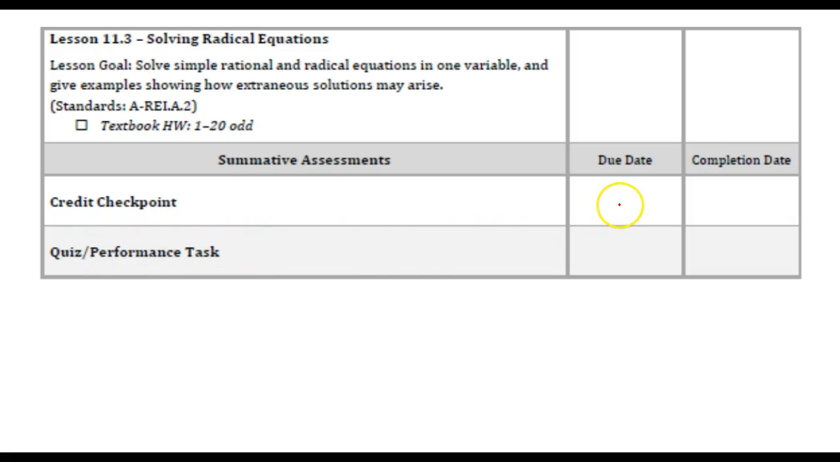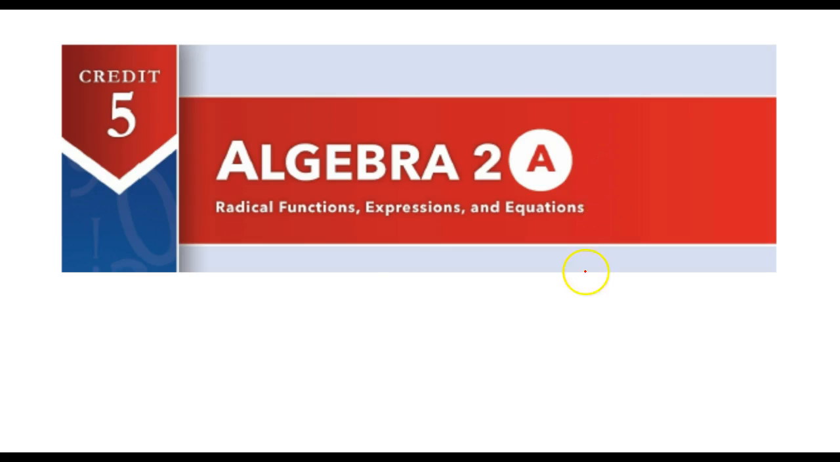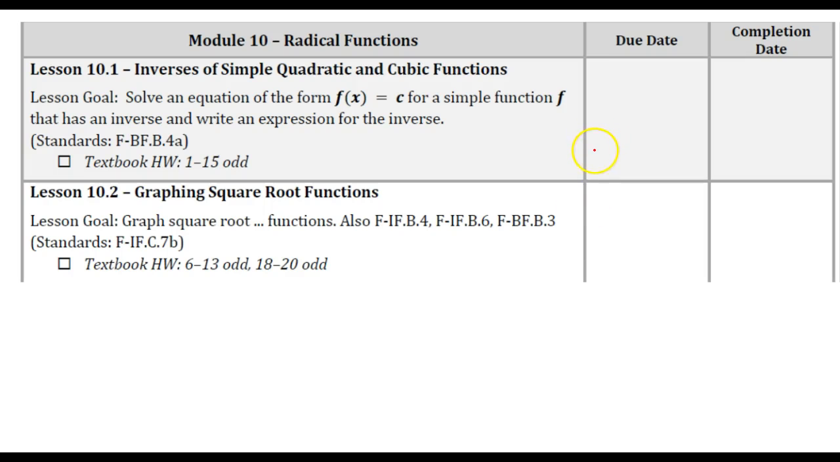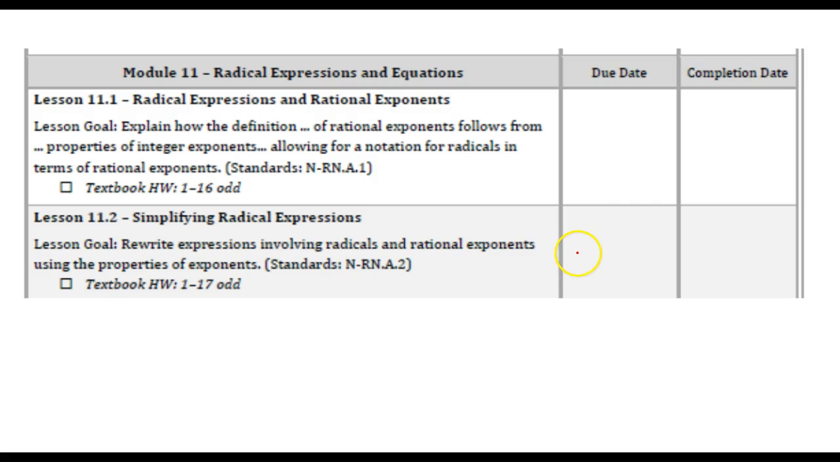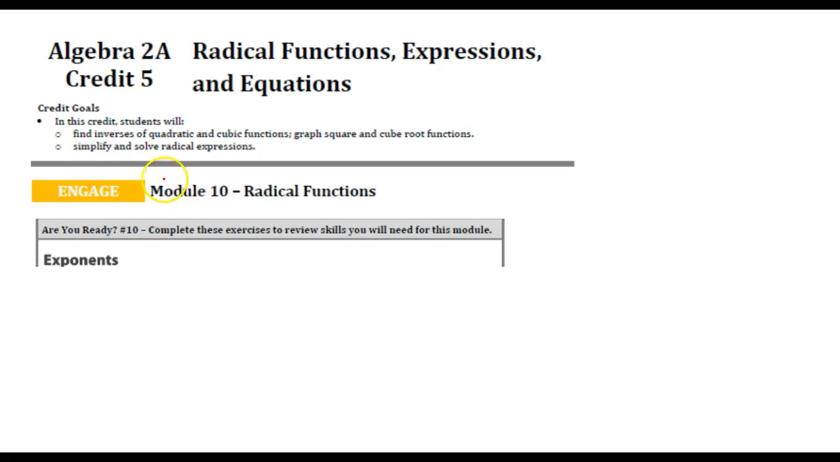We'll be doing about 1 credit per week, so we'll spend the majority of today's videos going over each of these sections and giving you time in class to do homework. On our next class, we'll go over the credit checkpoint and have you take the quiz. So let's jump right in where it says Algebra 2A, Credit 5, radical functions and expressions and equations.